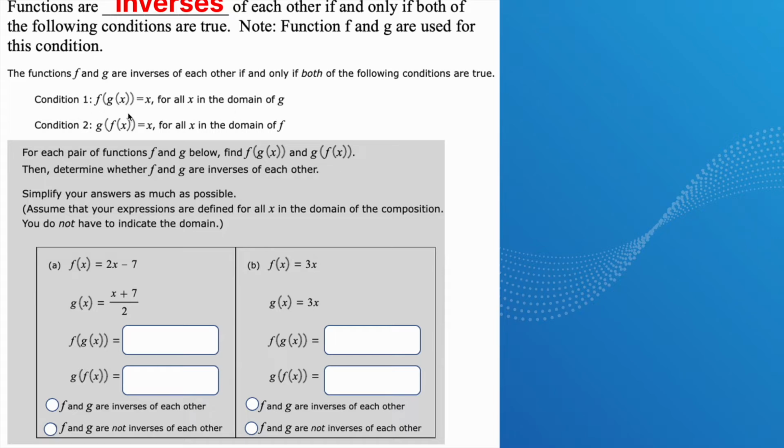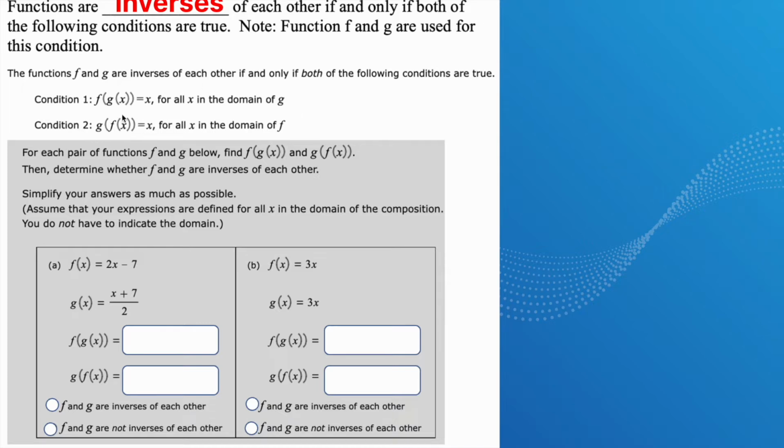So condition number one, the composition. This was composition notation. We just learned this in the last video. If you haven't watched the function composition video, then go ahead and go back and watch that one if you're not quite sure what that means. This means that if we first work out the function g of x and then send that result through f of x, it should equal x, for all x in the domain of g.